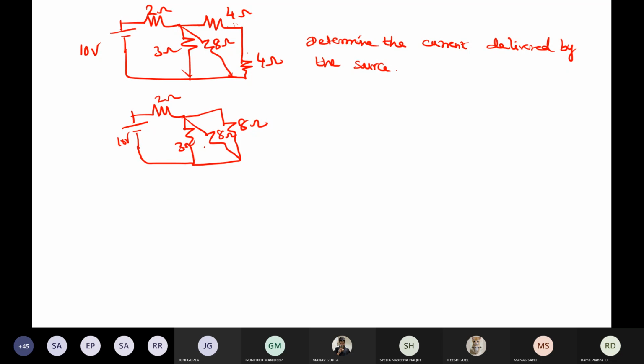Now how are these three resistors connected? 3, 8 and 8, how are they connected? Parallel. So 1 by 3 plus 1 by 8 plus 1 by 8 will be this value. How much is this?